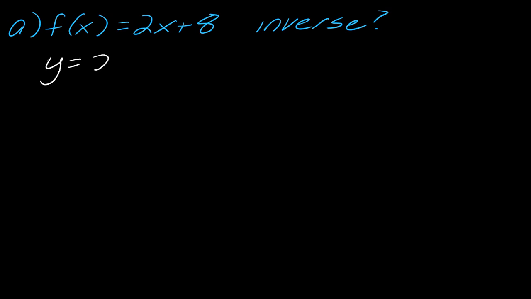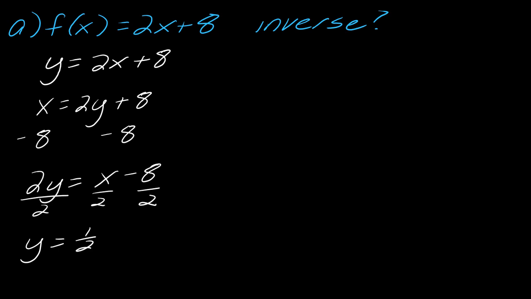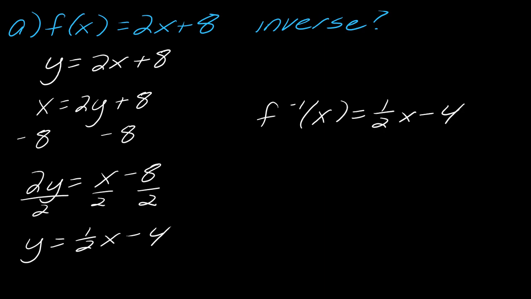So first things first, you want to change out the f of x with the y, and then you want to interchange the x and the y as shown, and now we want to solve for y. So I'll go ahead and subtract off the 8, so I get 2y equals x minus 8. And then I divide each side by 2, so I get y equals 1/2 x minus 4. Therefore, now I just rewrite this with inverse notation, so this is f inverse of x equals 1/2 x minus 4. Okay, so there's the first one.